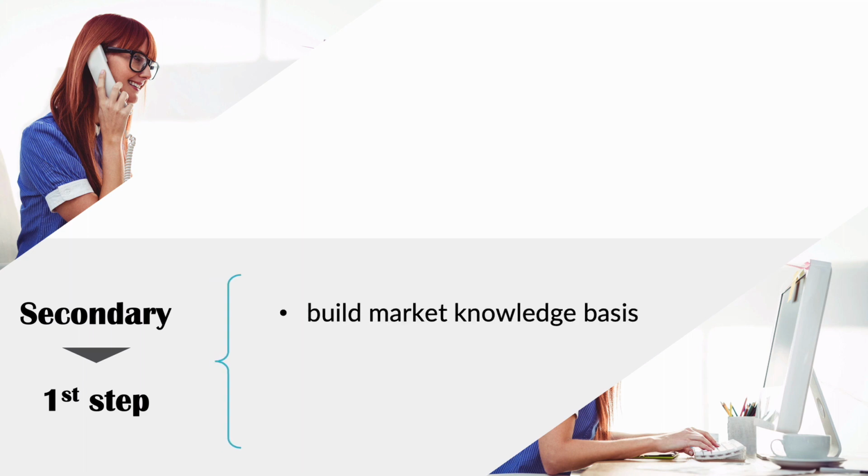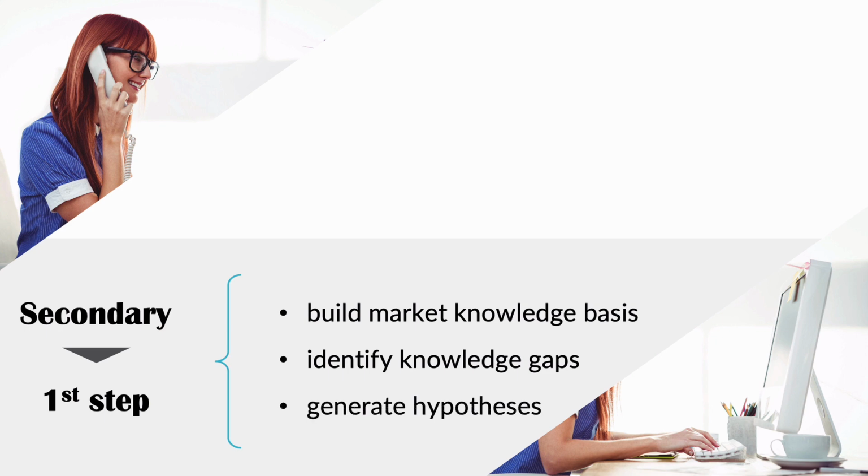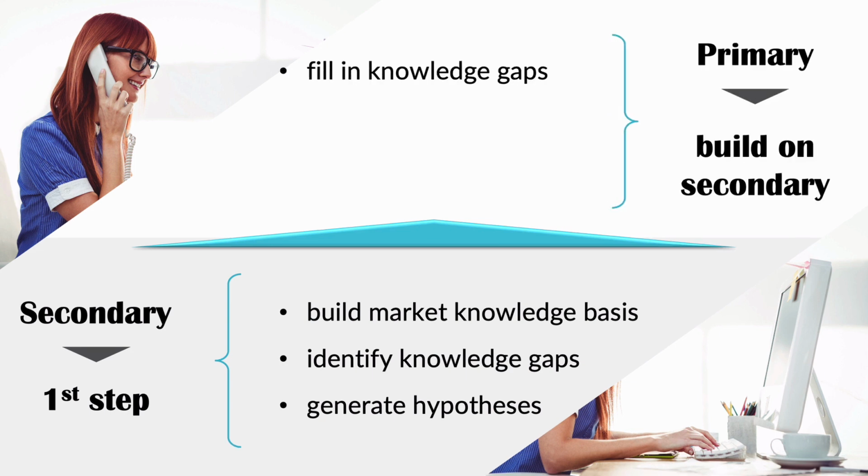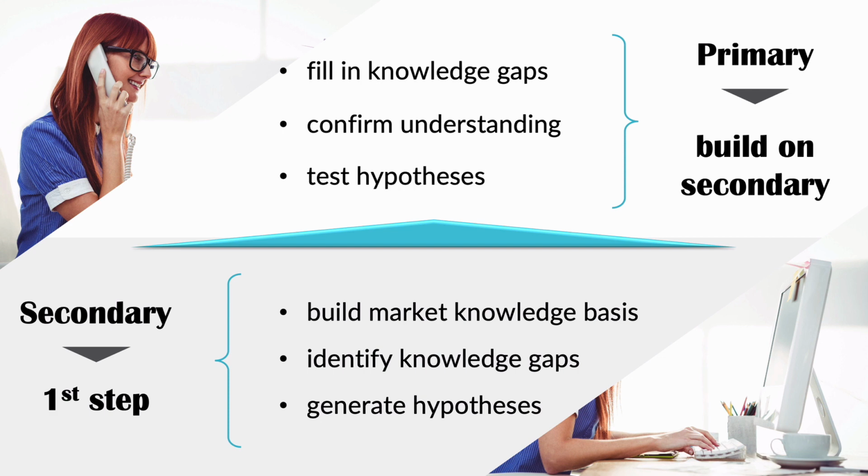That said, when would it make sense to use each type of research in our market research efforts? Well, personally, I see them as sequential steps. Secondary market research is a first step that we use to build the basis of our knowledge about the market, identify knowledge gaps, and generate hypotheses to later test in primary research. And then, primary research can be used to fill in the knowledge gaps we identified, confirm our understanding regarding what we have learned through secondary research, and confirm or disprove the hypotheses we generated based on our preliminary understanding developed using the secondary data.